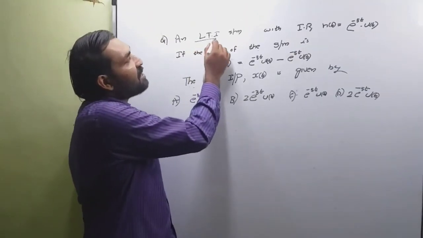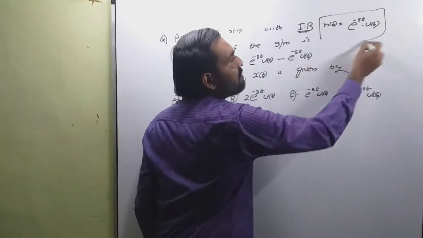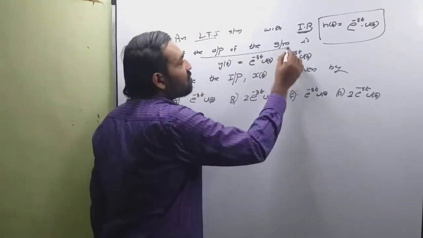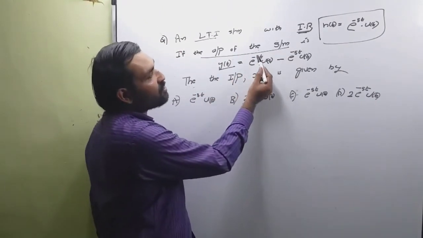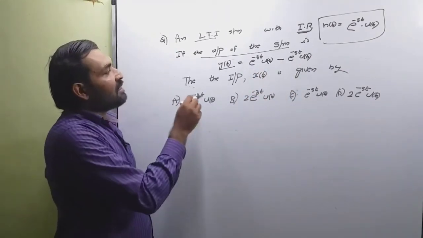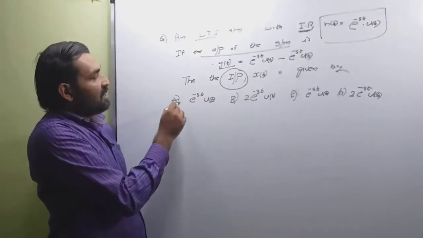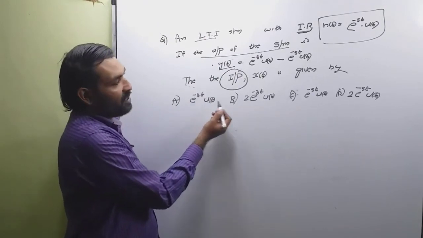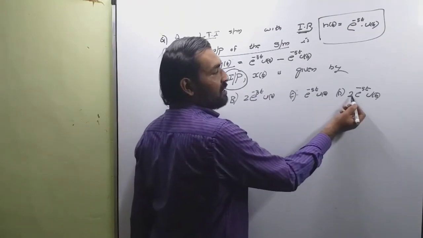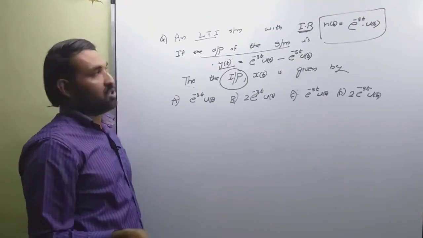A linear time invariant system with impulse response h of t is given, that is equal to e raised to minus 5t u of t. If the output of the system is given, that is y of t is equal to e raised to minus 3t u of t minus e raised to minus 5t u of t, then we want to find the input of the system for this output. Choices are given: e raised to minus 3t u of t, 2 e raised to minus 3t u of t, e raised to minus 5t u of t, 2 into e raised to minus 5t u of t, where u of t is the unit step input.